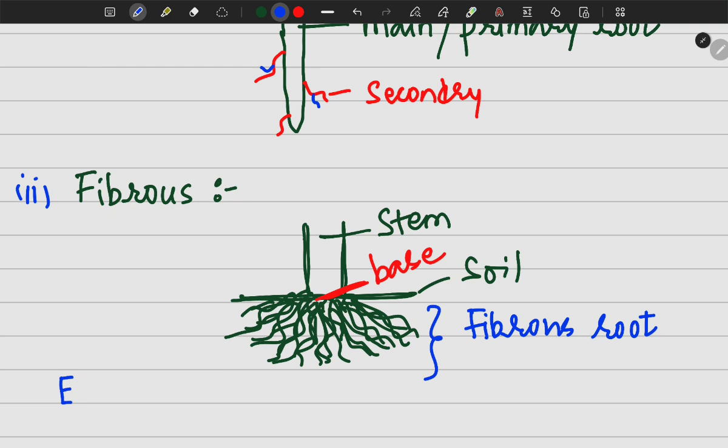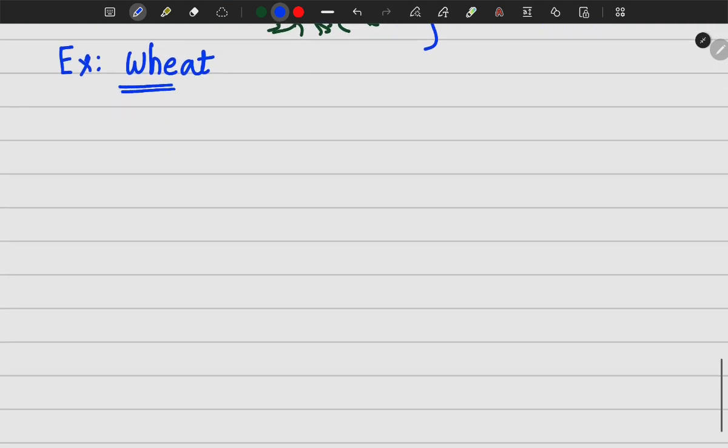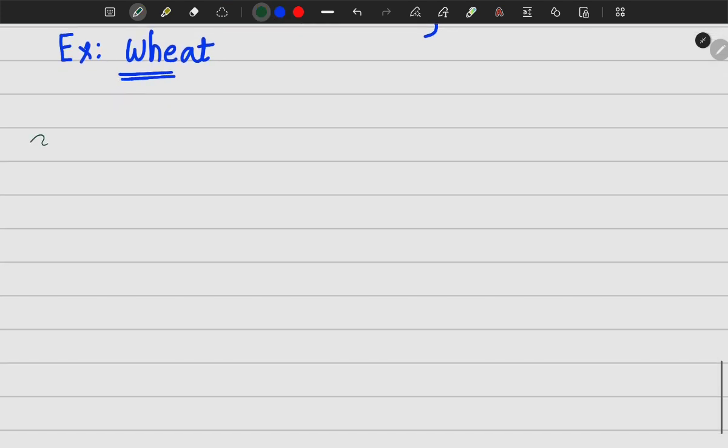An example given is wheat. Now wheat is a monocot. So most of the monocots have either fibrous or adventitious root. I hope the fibrous root is clear. When the main root dies after a short time, the other roots, a large number of smaller roots, take its place and form fibrous root. Example is wheat. Now let us move on to the last type, which is the adventitious root.